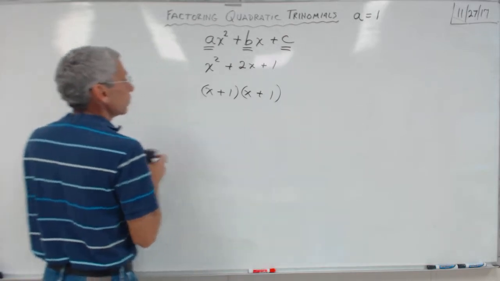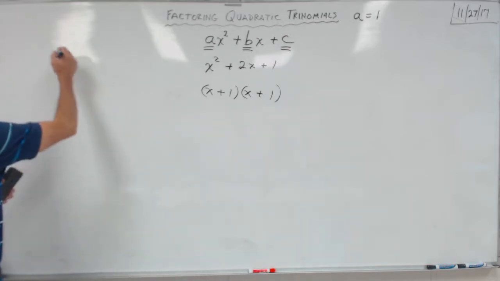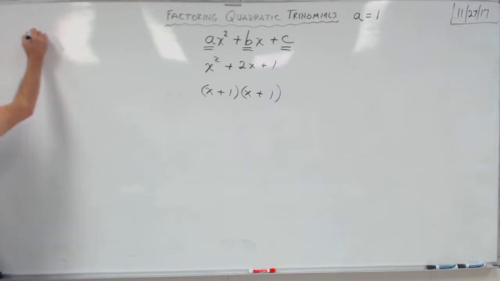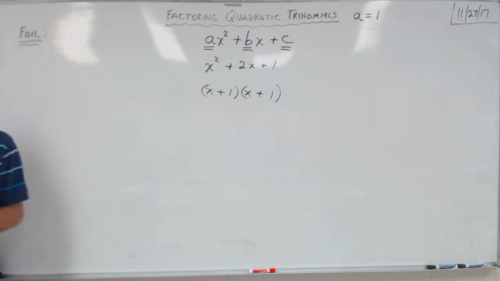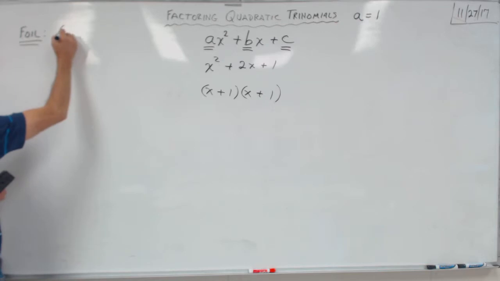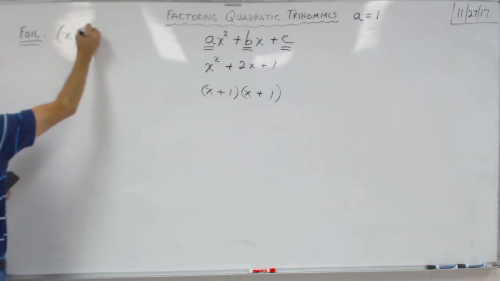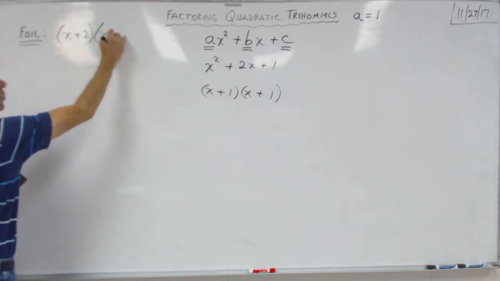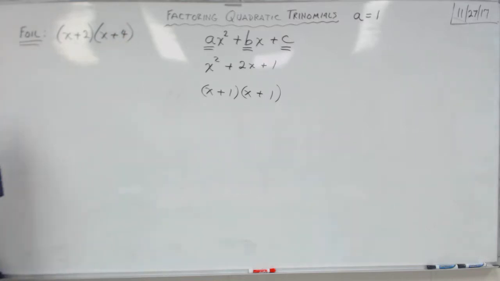So what I want to show you right now is let's go back to FOIL for a second. What does FOIL stand for again? First, outside, inside, last. Yes, excellent. And now let's say I gave you this: x plus 2 times x plus 4. How would I FOIL that out?